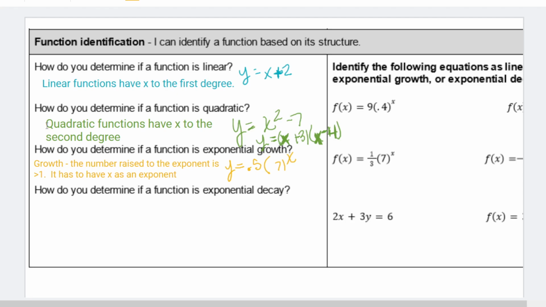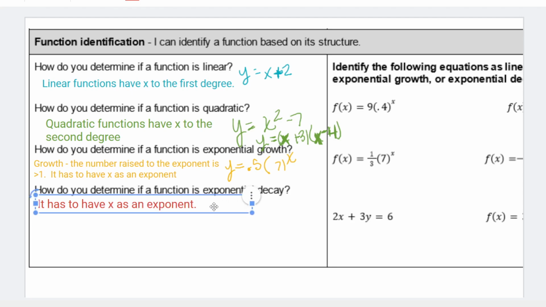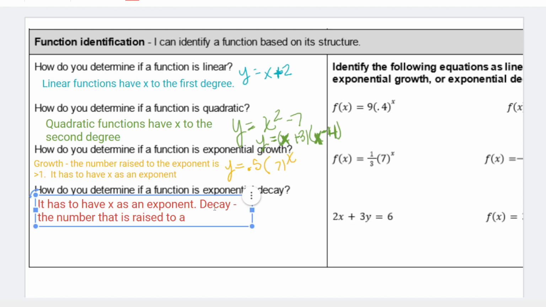So then that also brings us to the decay feature. The decay feature must also be exponential, so it has to have x as an exponent. That's what makes it exponential. But then for it to be decay, the number that is raised to an exponent is between 0 and 1.